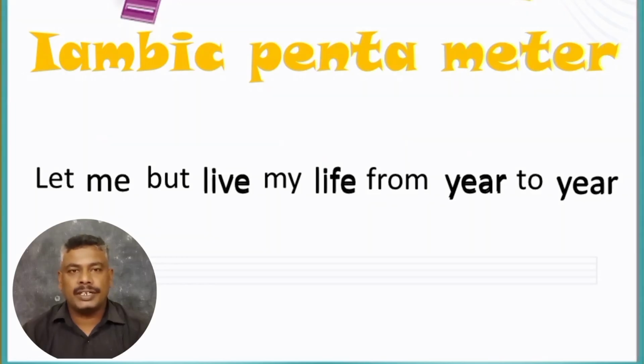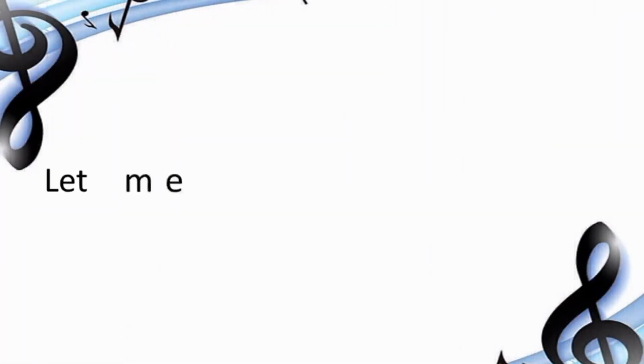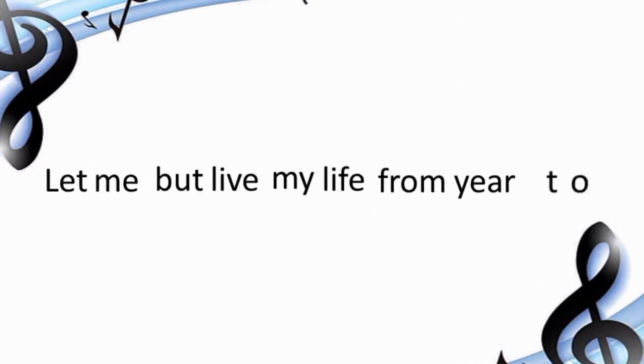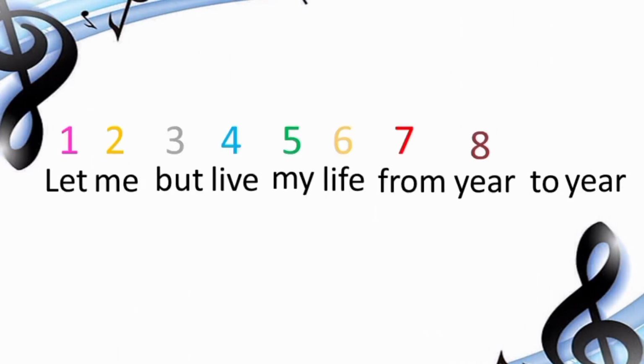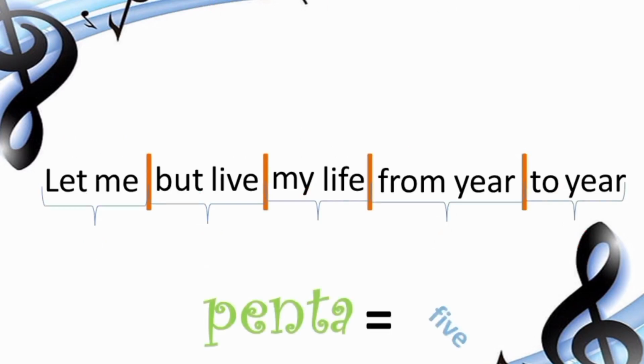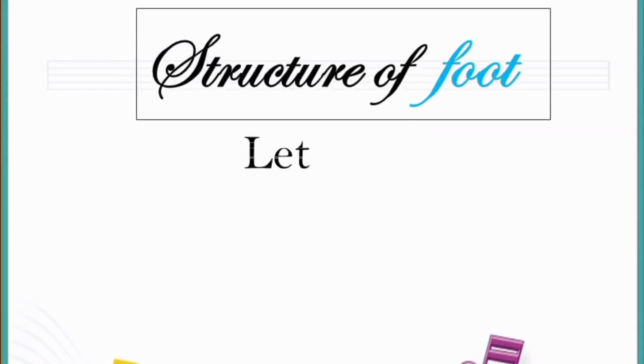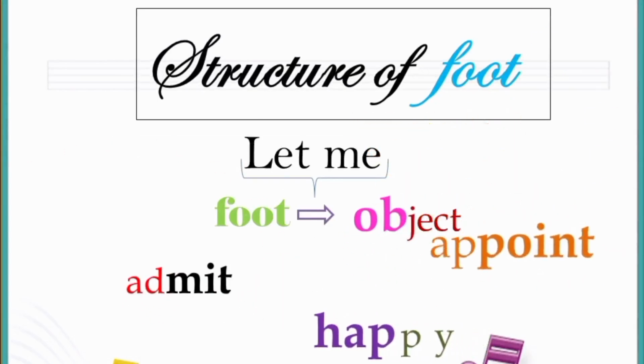For better understanding, let's consider the opening line from our poem. Let me but live my life from year to year. Here, there are 10 syllables in this line. Let's pair them into twos so that we get a pair of 5. That is penta. Penta means 5. This pair of syllables is known as a foot. A foot has stressed and unstressed syllables.